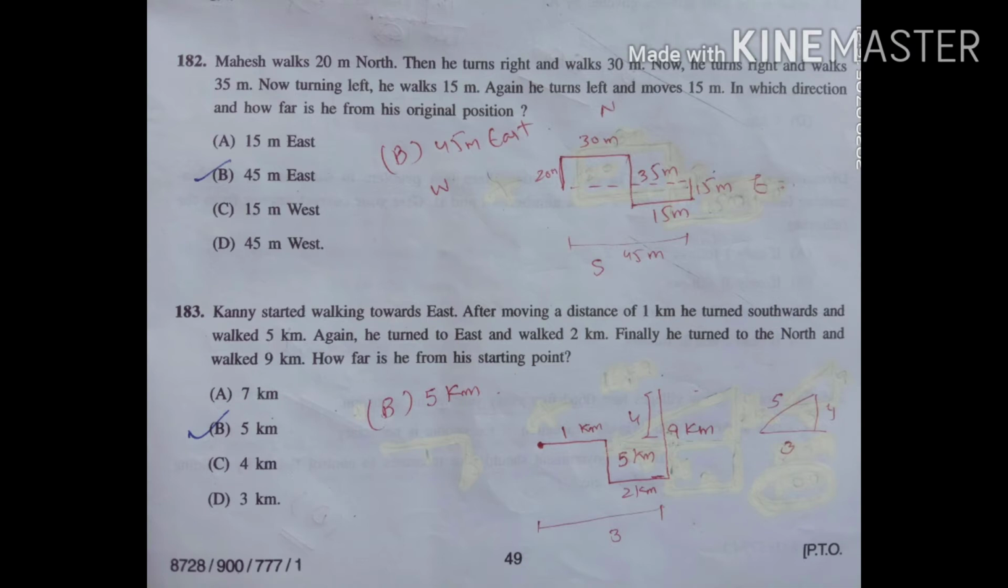Mahesh walks 20 meter north, then he turned right and walked 30 meter. Now he turned right and walked 35 meter. Now turning left, he walked 15 meter. Again he turned left and moved 15 meter. In which direction and how far is he from his original position?